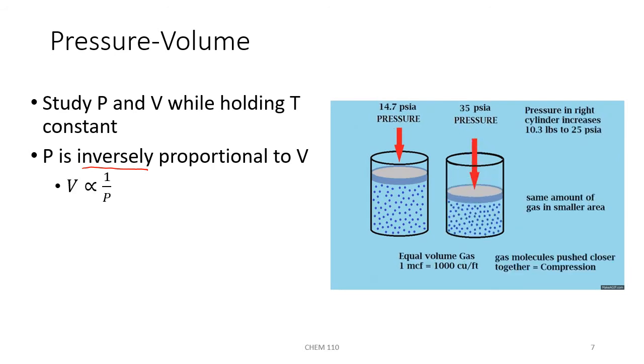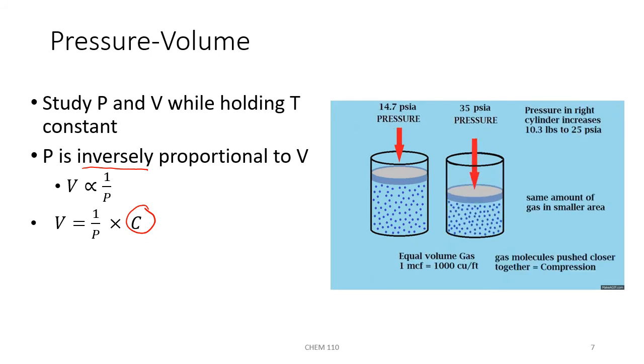We can write this mathematically by saying volume is inversely proportional to 1 over P. If we want to take the proportionality sign out and replace it with an equal sign, we would have to introduce a constant. The capital C is our constant. We're not really interested in what that constant is, but it would be dependent upon what the identity of the gas is.